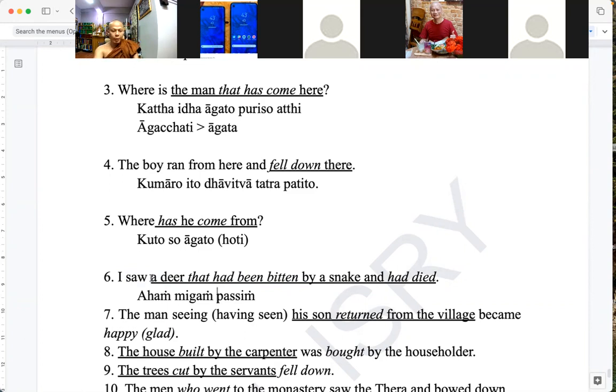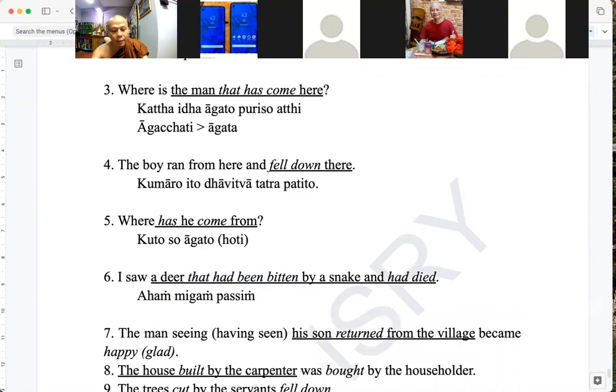So that miga, deer in English, is modified by the past participle, that had been bitten. So bitten is bite, in Pali, daṃsati. Daṃsati as a main verb, but here as a past participle: daṭṭha or daṃsita. Now using that daṃsita as a modifier to the miga, or deer.